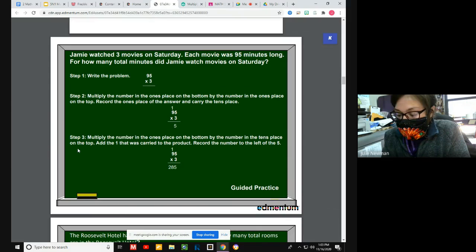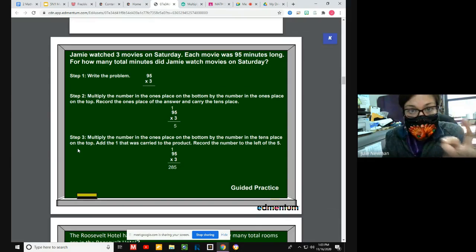And our activity for today, you're going to have guided practice as well, just like this, where you have to go step 1, write the problem. Step 2, I want to see those steps. I want to make sure you guys are understanding the steps.